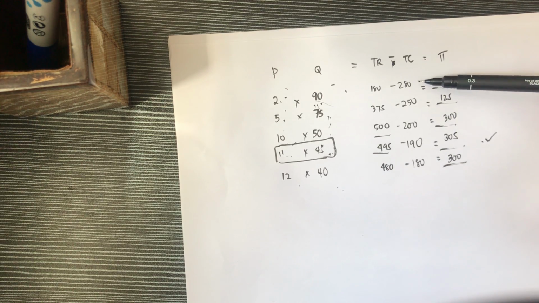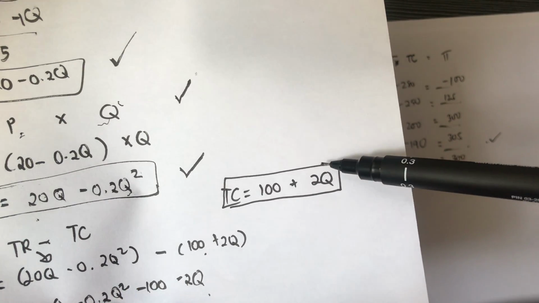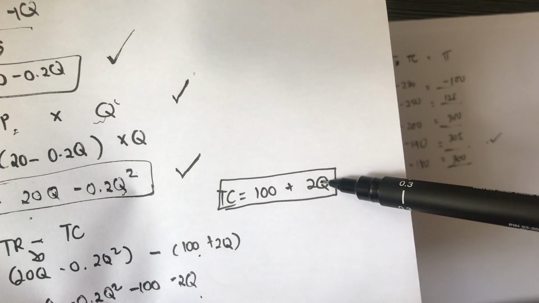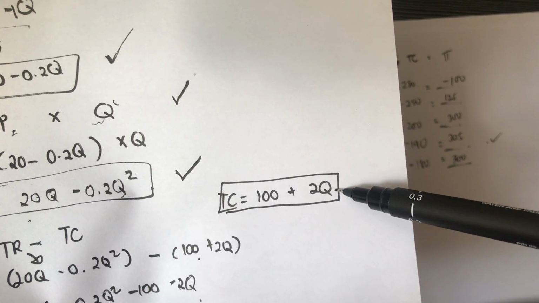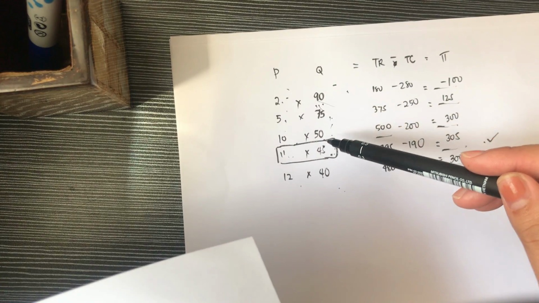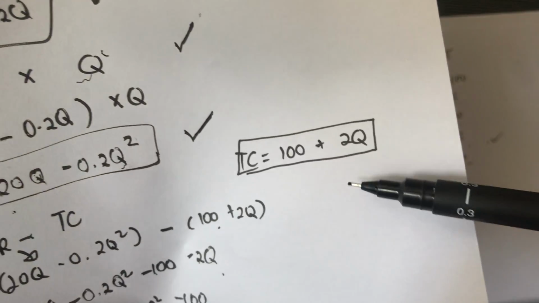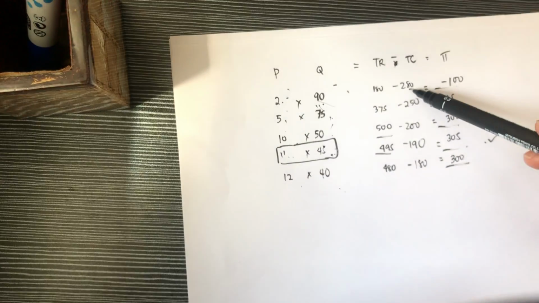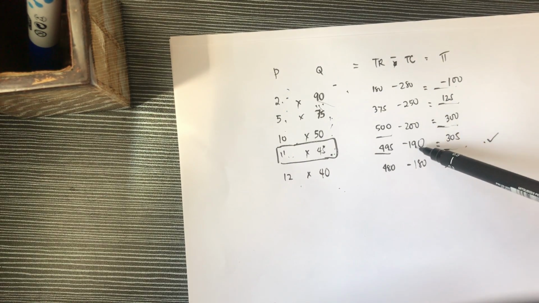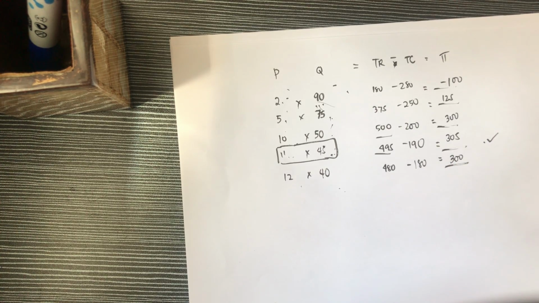How about your total cost? Your total cost function was 100 plus 2Q. So you just simply replace Q with 90, 75, 50, 45, or 40. So again, this is easier. So you have 280, 250, 200, 190, and 180.